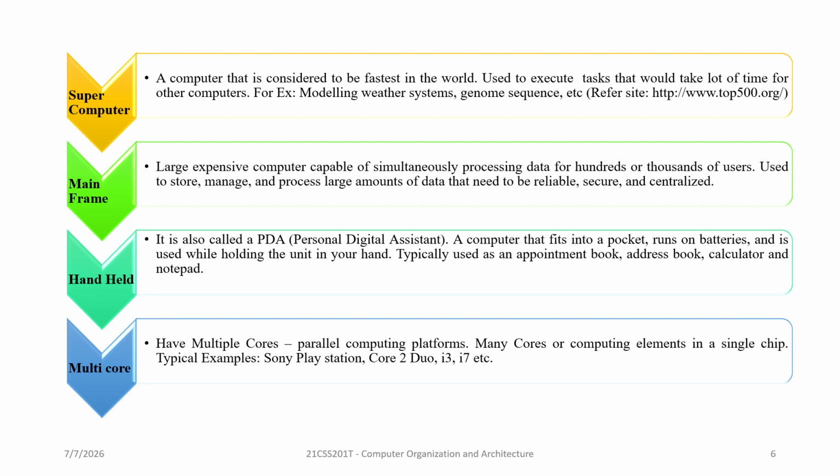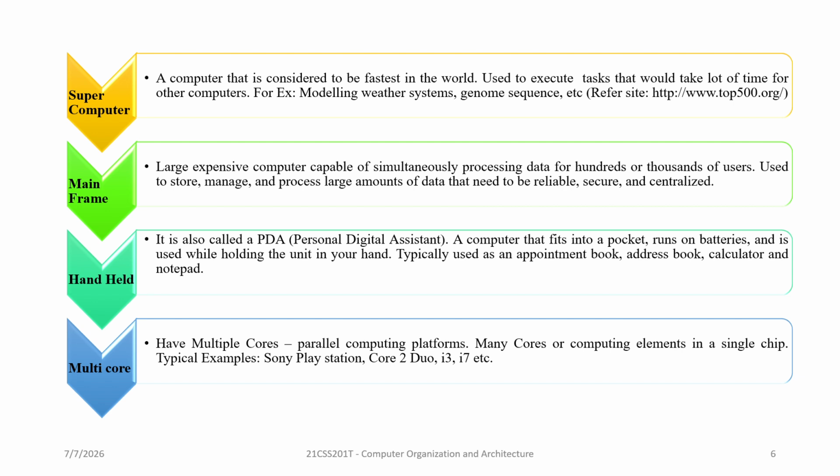Next one is a handheld. What is a handheld? It is also called a PDA. What is PDA? It is a personal digital assistant. It is a computer that fits into a pocket, runs on batteries, and is used while holding the unit in your hand. Typically used as an appointment book, address book, calculator, and notepad. This is a handheld computer.